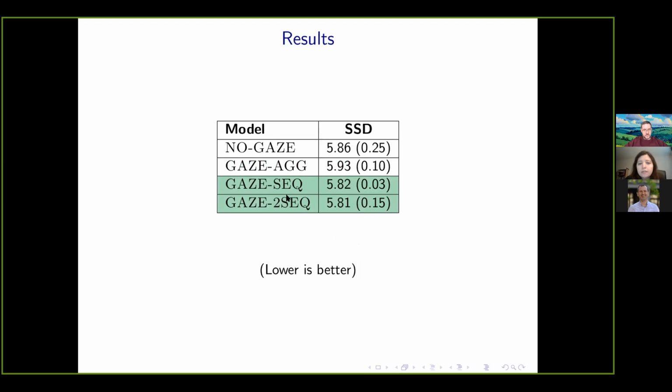And our best model was the model with the extra gaze LSTM, where we added this other level of processing. Of course, these are the scores for our metric. You can take a look at our paper for the scores for CIDEr and BLEU, which also made quite a lot of sense in terms of having this order in the models.